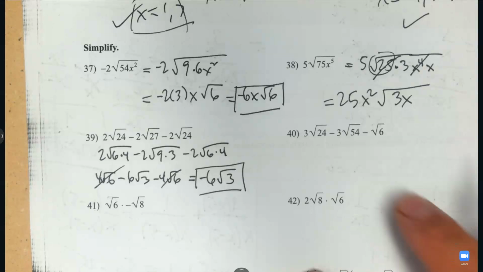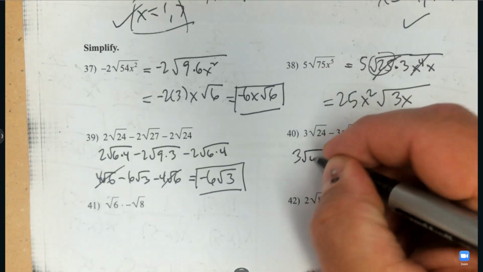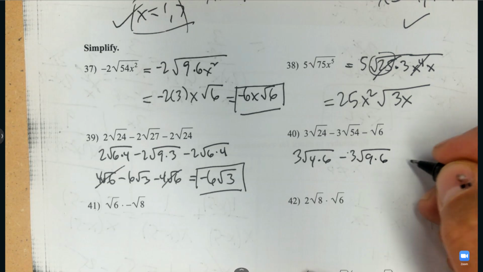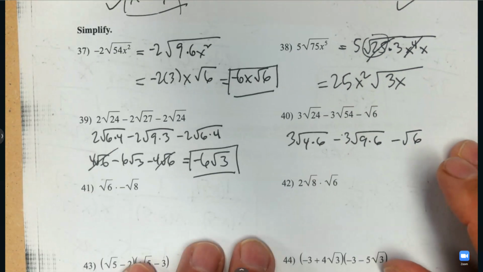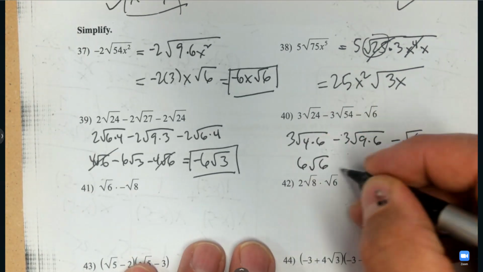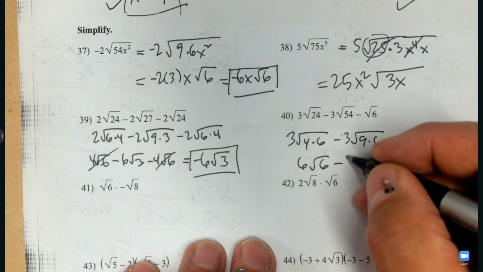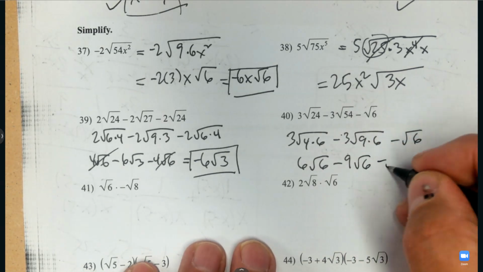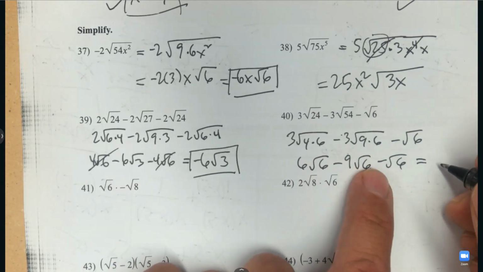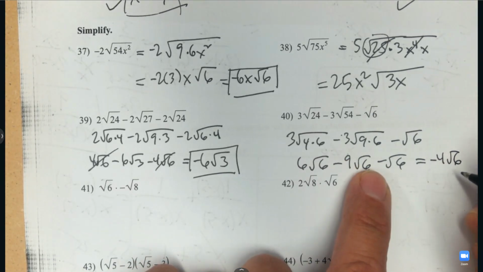All right, we're going to do this again. Root 24, again, is 4 times 6. 54 is 9 times 6. So we're going to simplify it first. So the square root of 4 is 2, times 3 is 6 root 6. Square root of 9 is 3, times 3 is 9 root 6. So this is 6 take away 9, which is negative 3, take away 1, which is negative 4 root 6.